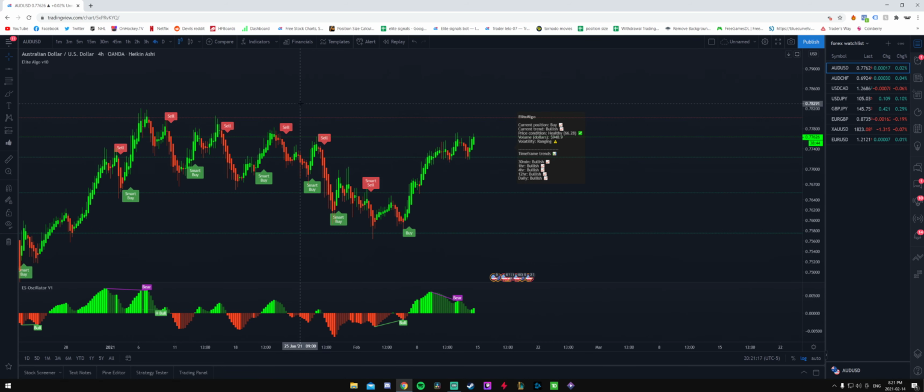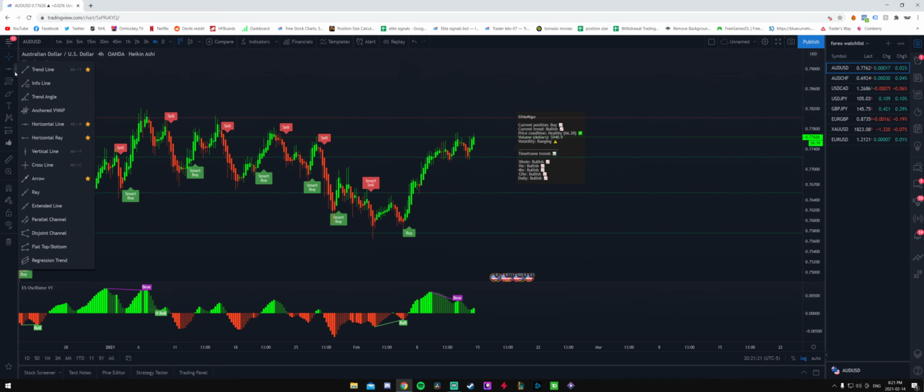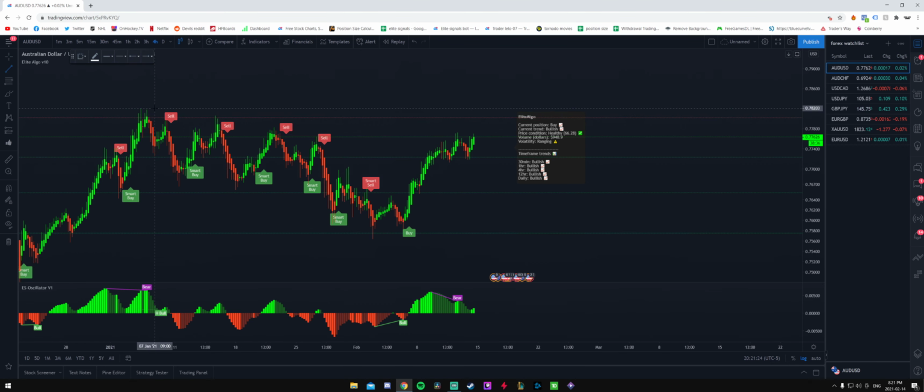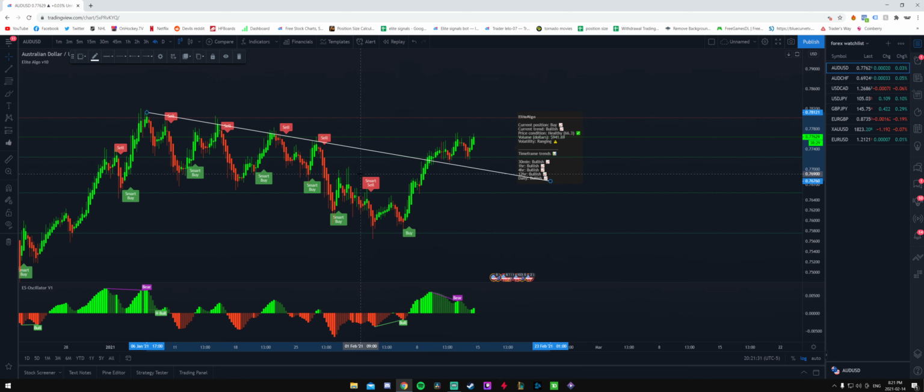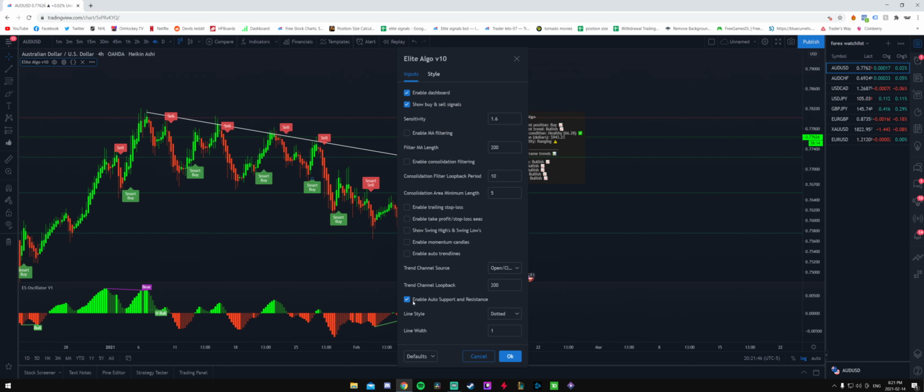As we can see right now, this pair recently broke out of its short-term downtrend. If we use our trend line tool right here and draw the downtrend, you can see this. So it recently broke out of its short-term downtrend, and right now the price is being supported by this trend line. It's also sitting on a support from the auto support resistance that we have on our algorithm right here, right? Actually, let's make it solid so you guys can see it better.